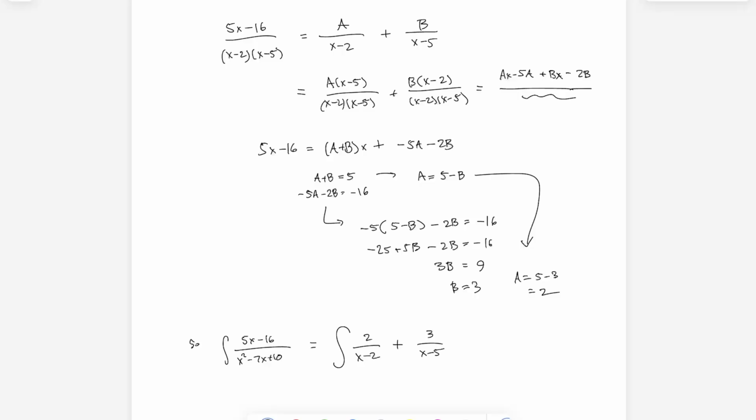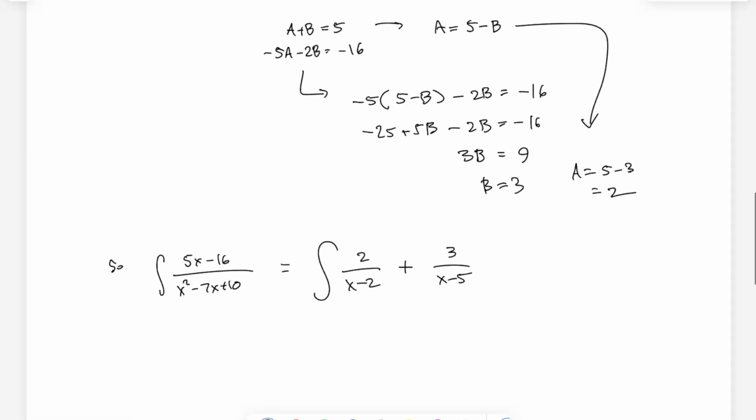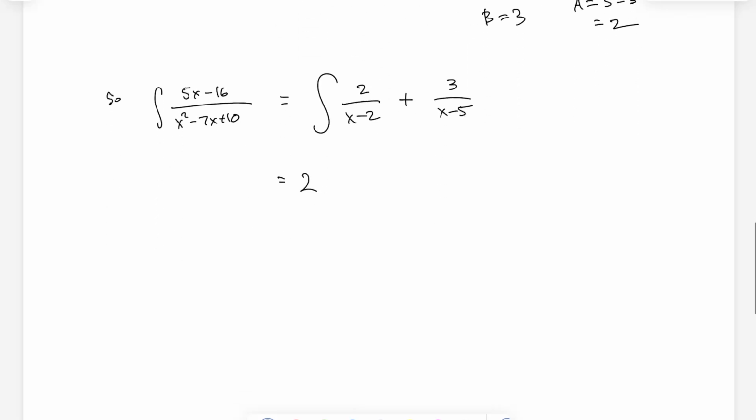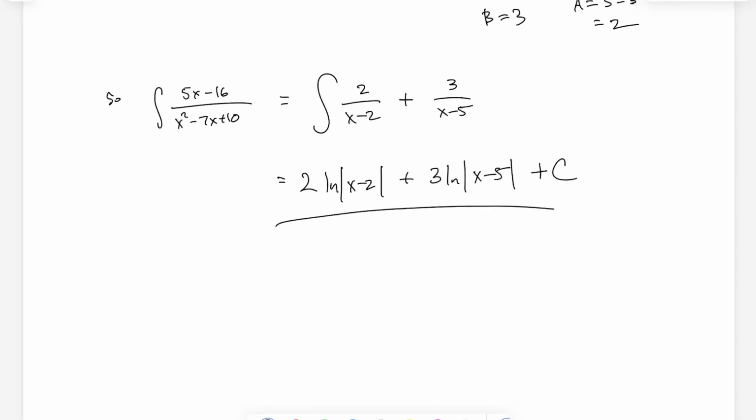Right, and now we just do the integral. Factor the numerators out. 2 ln of x minus 2 is the first integral. And then 3 ln of x minus 5. There you go. That's what I say. Right, this is the partial fractions decomposition trick for doing the integral.